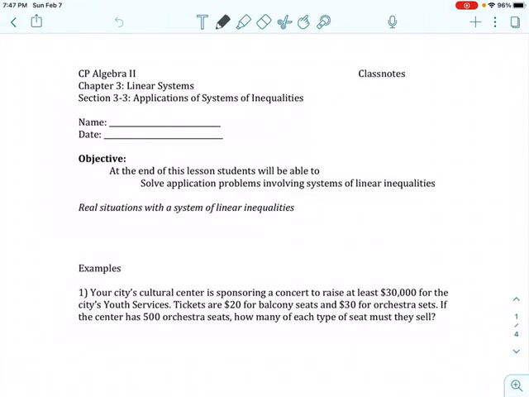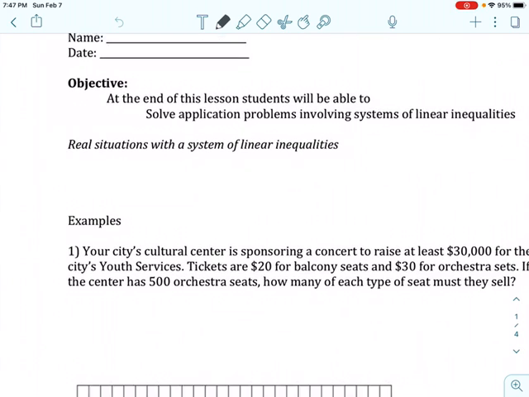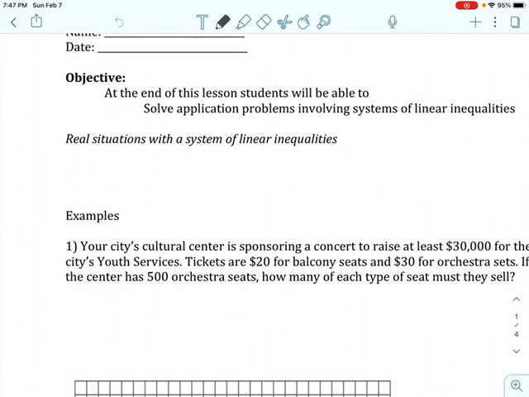Hi everyone. So today we're going to work on applications of systems of inequalities. Basically, we're going to take what we did yesterday with graphing linear inequalities and apply an application problem to it. The hard part here is to take the information out of the words and create your inequalities. When we do applications involving systems of linear inequalities, we're applying this to a real situation involving linear systems.